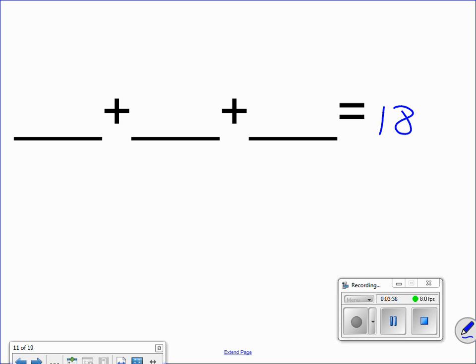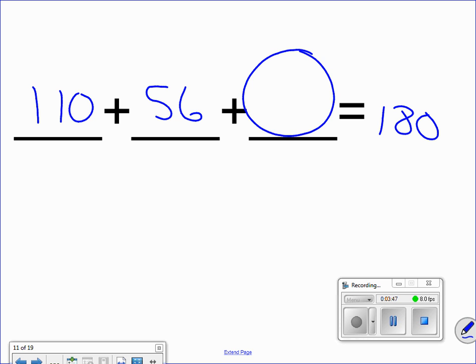Getting to 180 again. That's my magic number today. I'm going to throw the number, let's say 56, 110. I have to find out what this missing number is. Well, today you're going to be adding 110 plus 56, which is 166. Do you understand why you have to add it up? Because we have to find out what the missing number is.